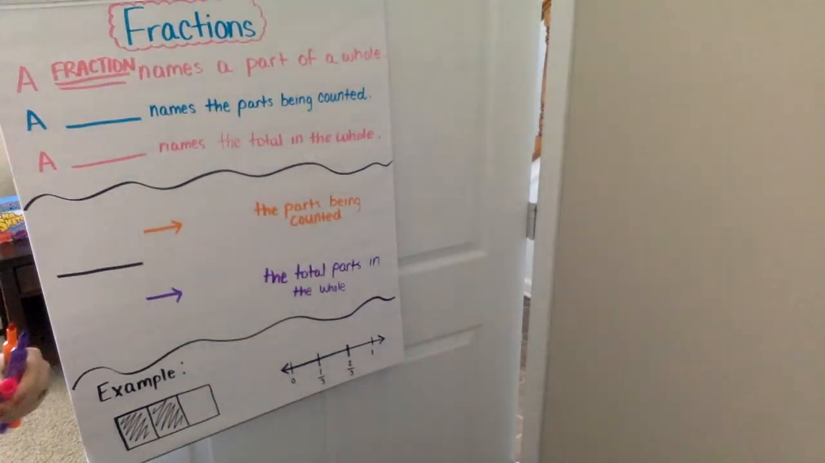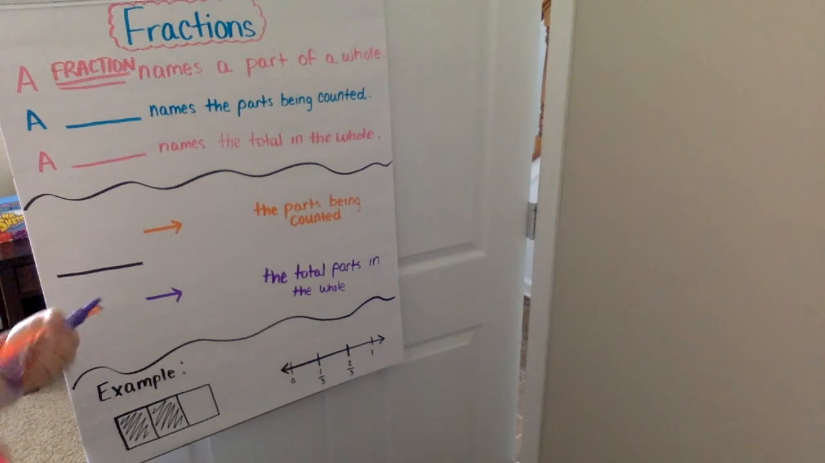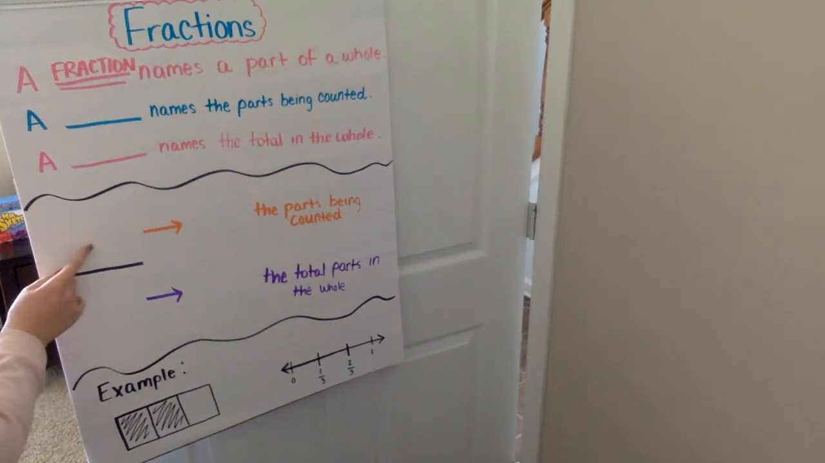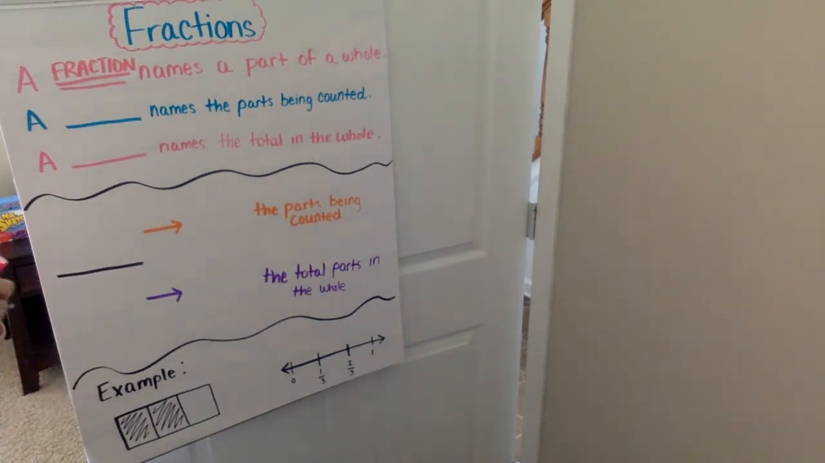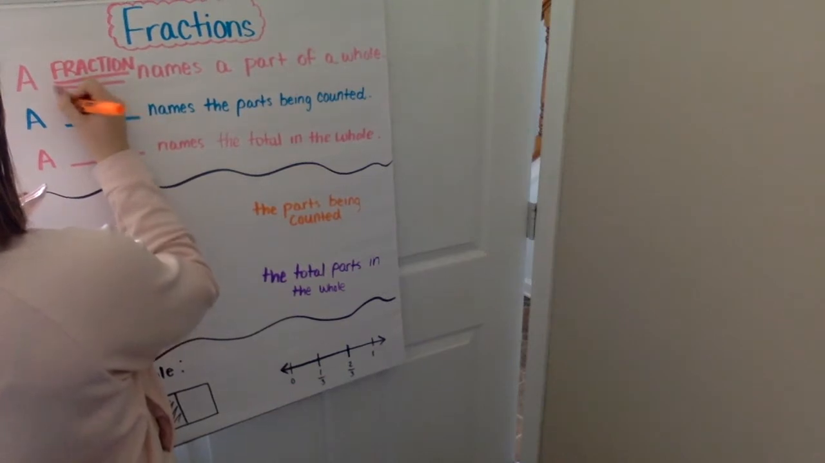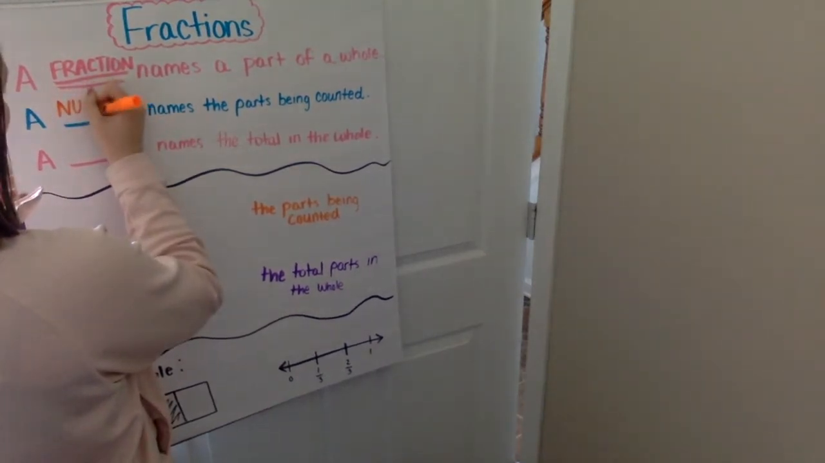All right, number 2. A blank names the parts that are being counted, the parts that we are talking about. It's the number that goes on the top of our fraction bar. It starts with an N. Got it in your mind? You say it out loud. All right, what is that word? Numerator. If you said numerator, you are correct. Repeat after me, numerator.